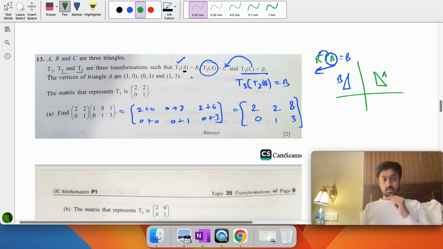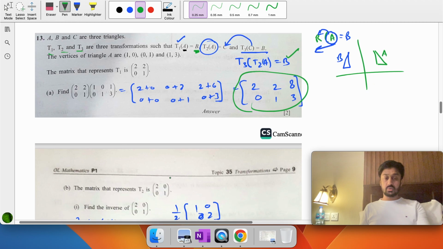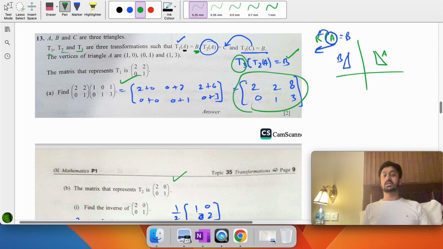So you notice a few things: we know what B is. B is this. So we have B, first thing. We have T2 in the question, we have A, so just substitute it and solve for T.